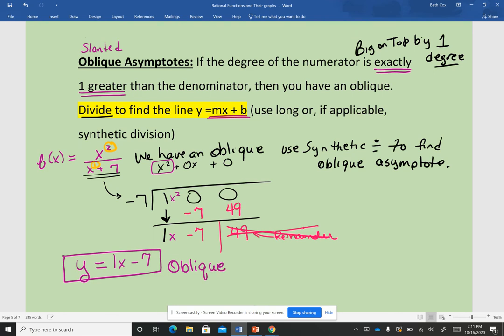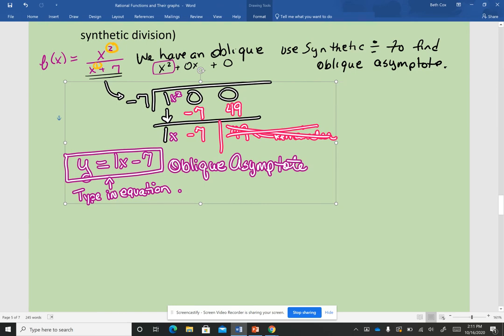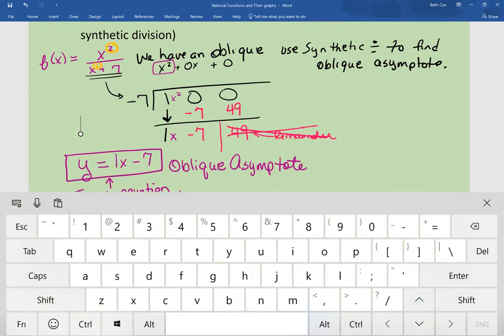And so this is my oblique asymptote for this particular problem. And remember, it says type in the equation. It's going to tell you to type in the equation, so you have to do the y equals. Type in the whole equation, or else it's going to mark it wrong. All right, let's look at another example.